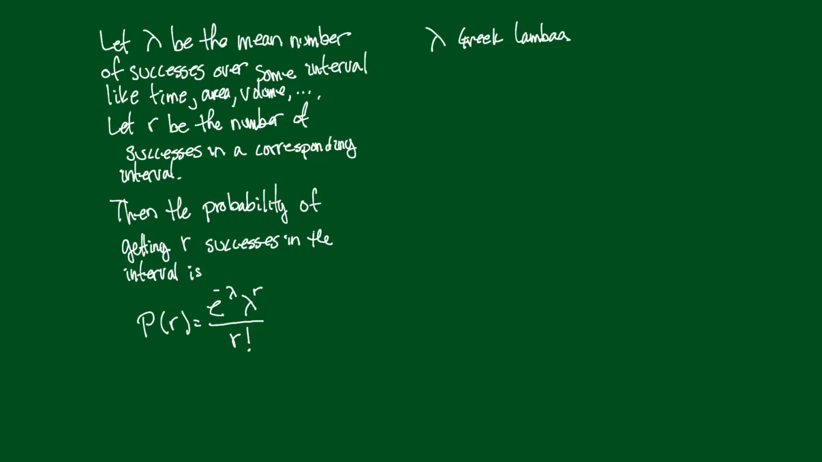And here is the Poisson distribution. Let lambda, that is a Greek letter lambda, be the mean number of successes over some interval, like time, area, volume, something like that. So we're looking at an interval of time, say. And then let R be the number of successes in that same corresponding interval. Then the probability of getting R successes in that interval is given by this formula right here.